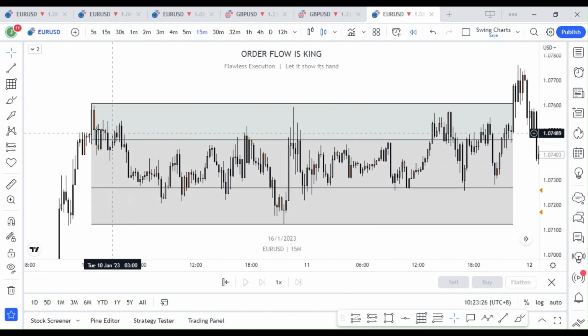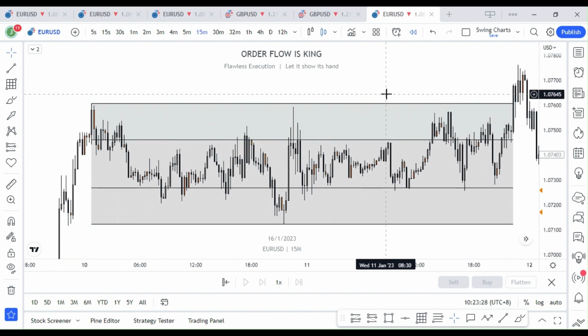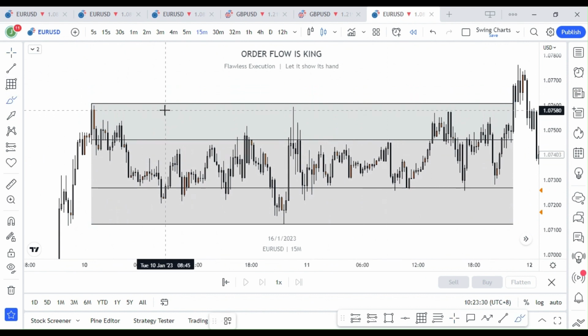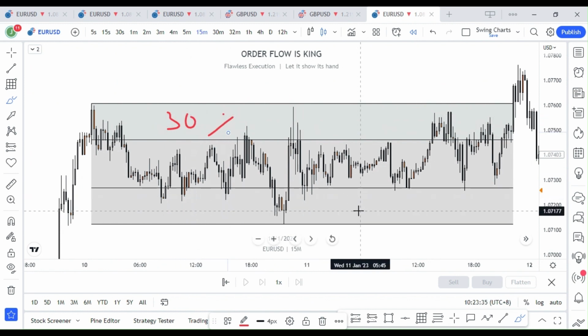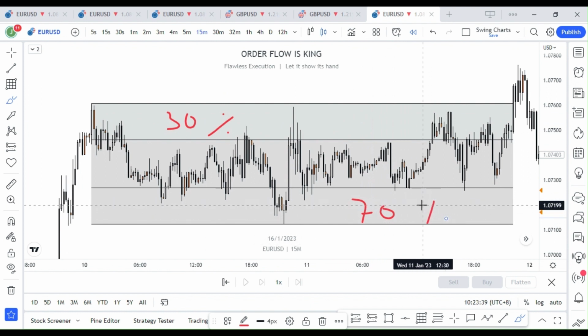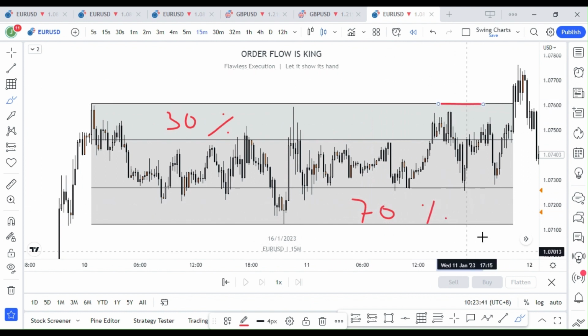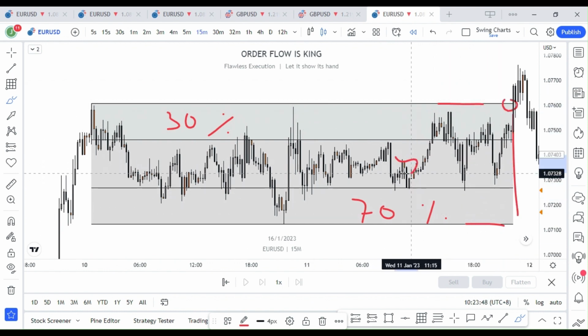So first of all, like I said, define your range, define your high, define your low, right? And then you want to use the 30% and 70% mark, right? So up here, right, we have our higher 30%, and here we have our lower 70%, right? And what this means is, obviously from the high to the low, this is 100%, right?